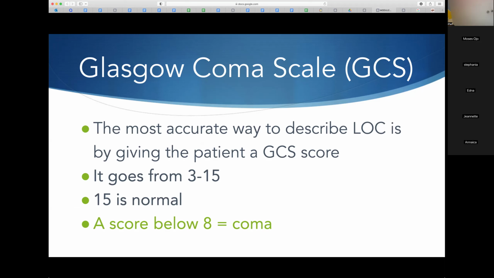So the Glasgow Coma Scale goes from 3 to 15. 15 is perfect. They're wide awake, alert, moving, talking. Thank you, Lord. However, when they get below an 8, that is what we call coma. You have to memorize that. So please write this down, and then we're going to look at another interesting picture together.